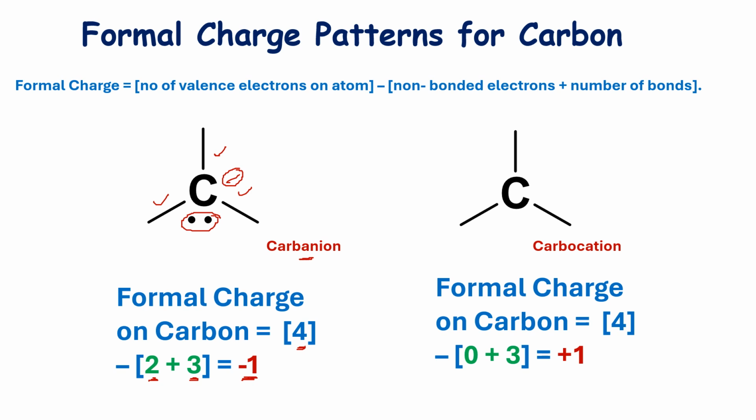On this carbon, we have 3 bonds, 4 valence electrons on the carbon atom, 0 non-bonded electrons, 3 number of bonds, so the formal charge is +1. Carbon with +1 formal charge is known as a carbocation.